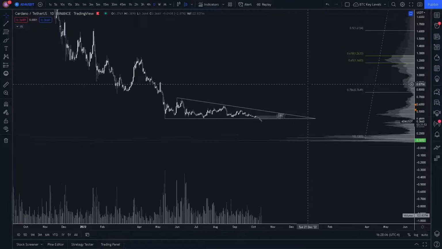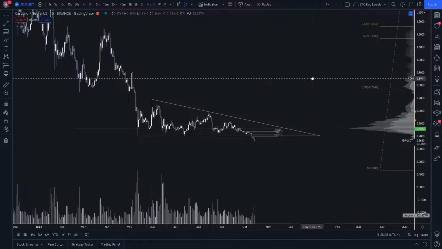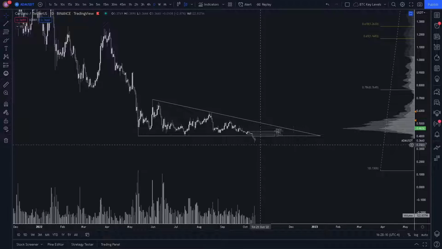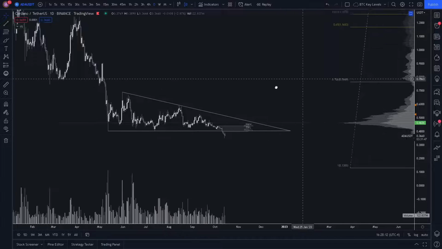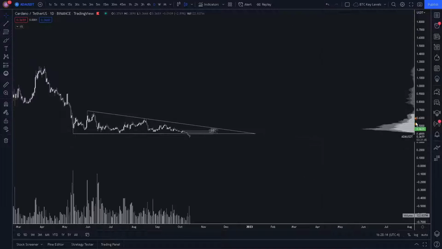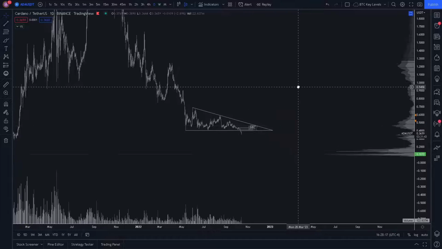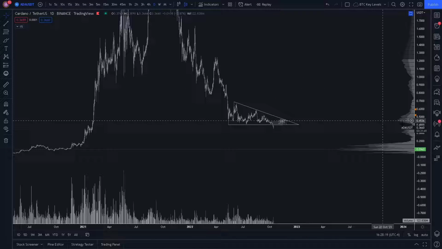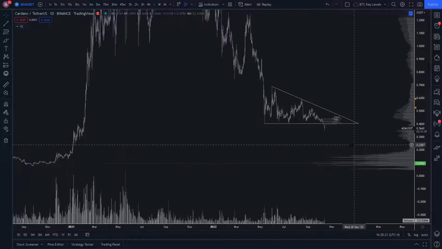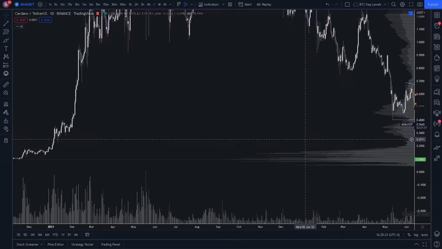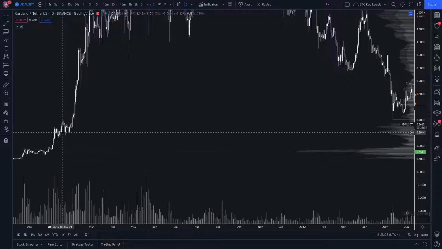So let's do some analysis on this. Let's get started. So now that we've broken down, we want to see exactly where it's going to head, right? So the first thing I look for are relatively equal lows, since it's going down. And you can see we have relatively equal lows right here.